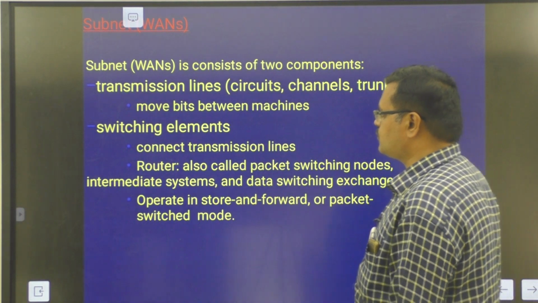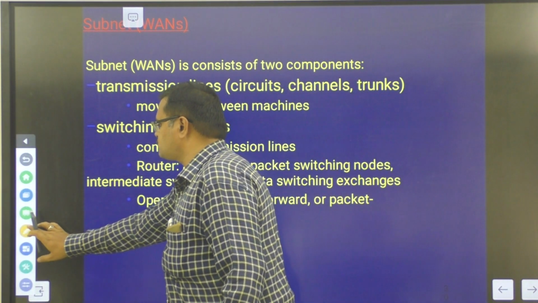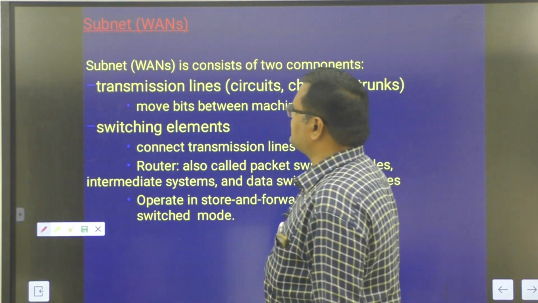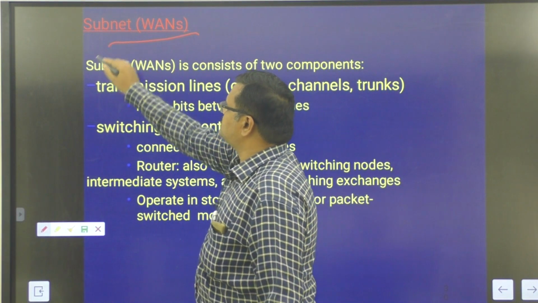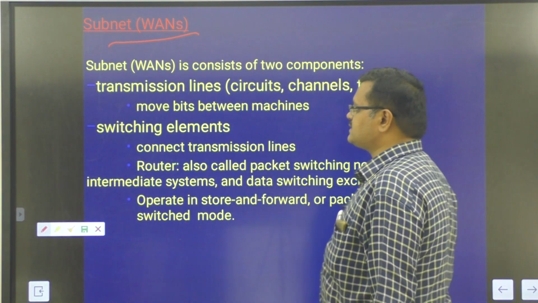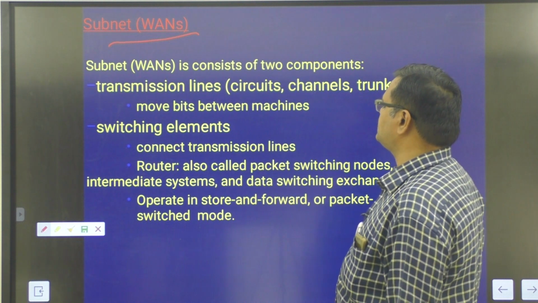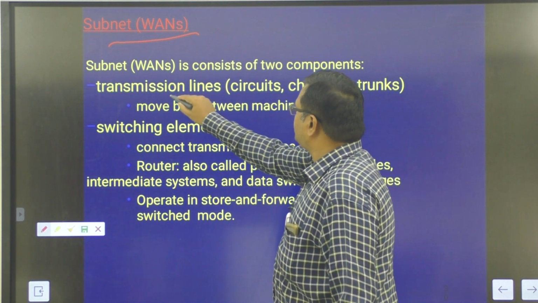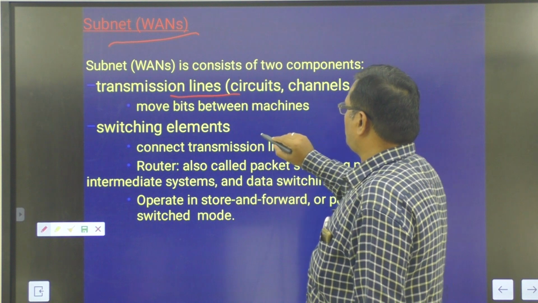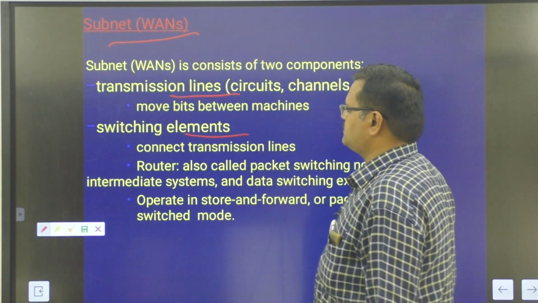Okay, so before going into the next topic, we have to discuss the WANs. So a subnet in WANs. So what is a subnet? I already discussed it. So a subnet is nothing but a combination of transmission lines, okay, and switching elements.